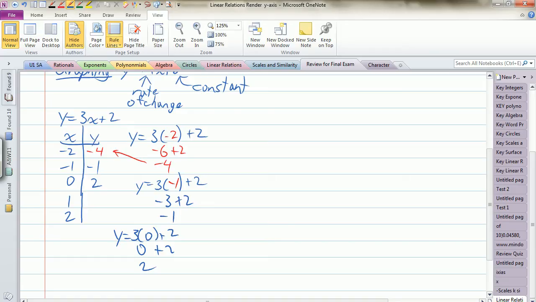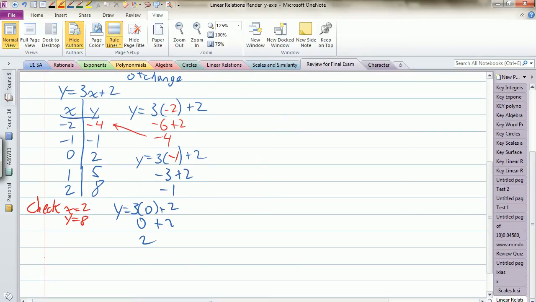Now we should start seeing the pattern. What is our rate of change? What are we going up by? 3. So the next value will be 5, and our last value will be 8. Now we want to check that x equals 2 and y equals 8. So what we do is we substitute that back into our equation. 8 equals 3 times 2 plus 2.